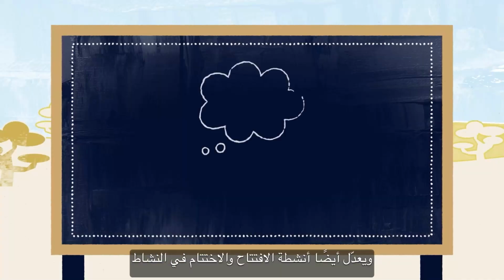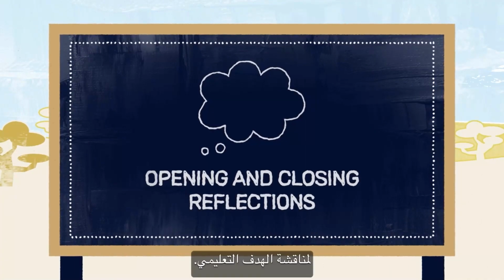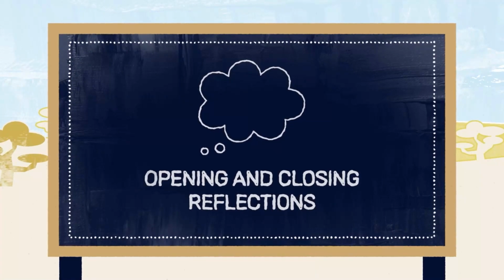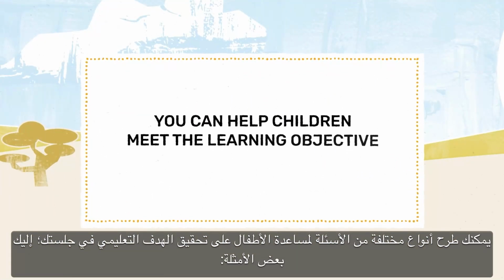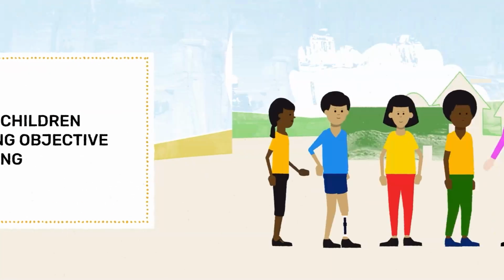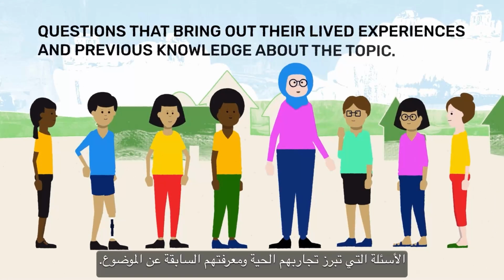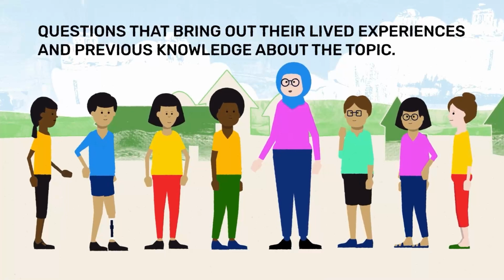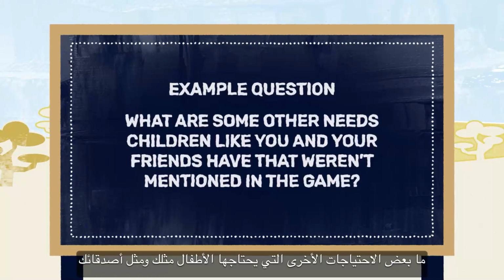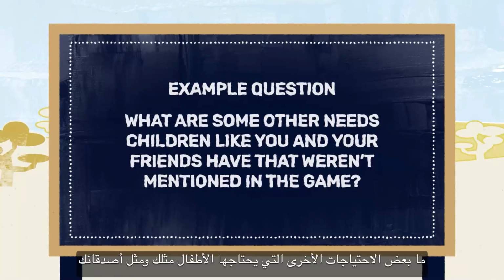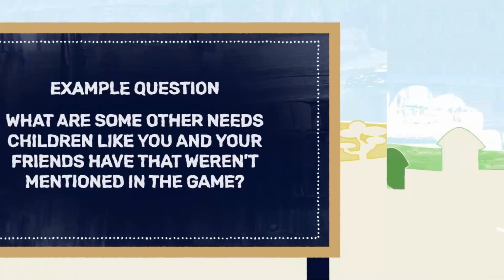He also changes the opening and closing reflections in Power to discuss the learning objective. In your session, you can help children meet the learning objective by asking questions that bring out their lived experiences and previous knowledge about the topic. For example, what are some other needs children like you and your friends have that weren't mentioned in the game?